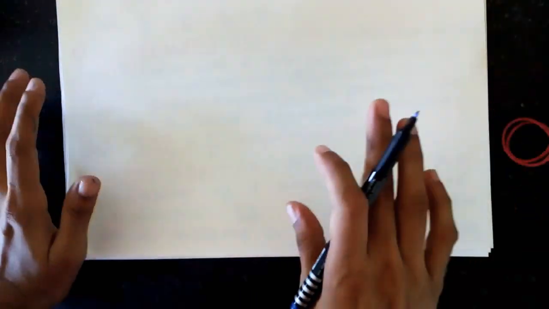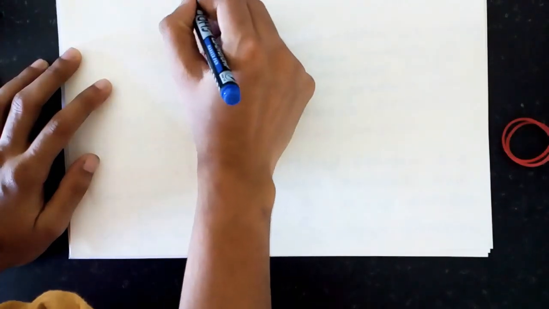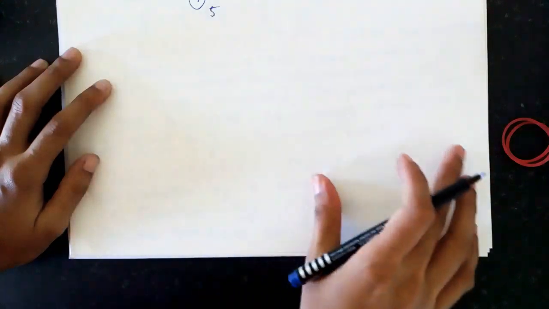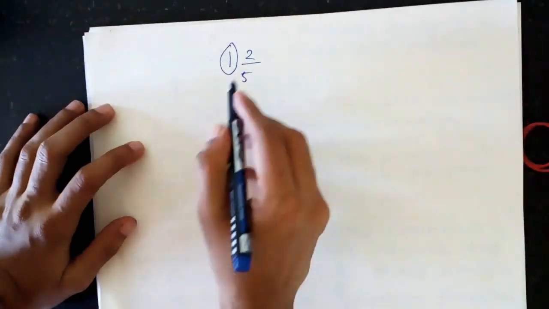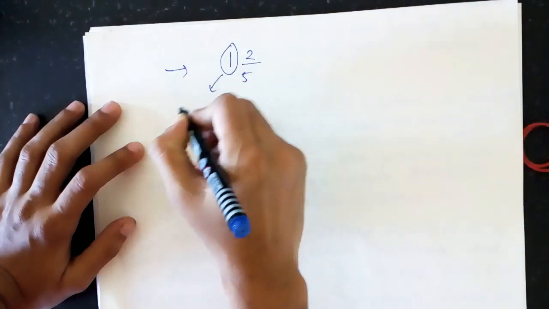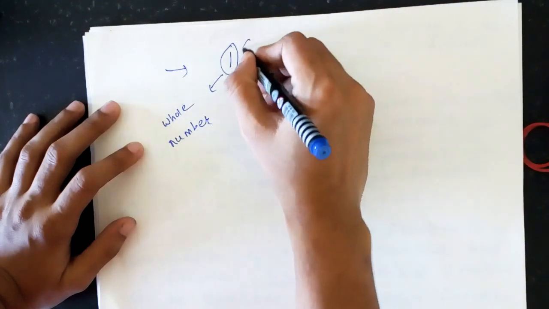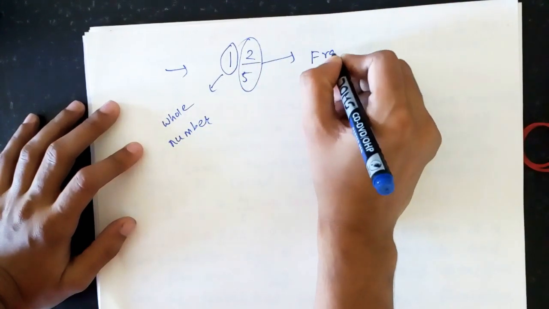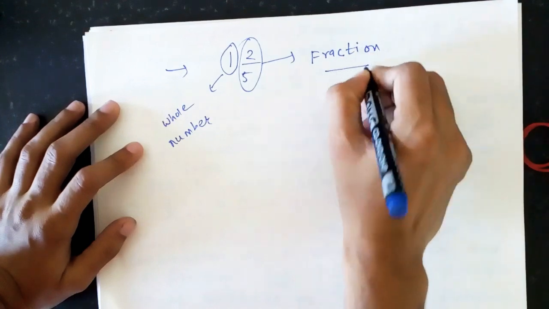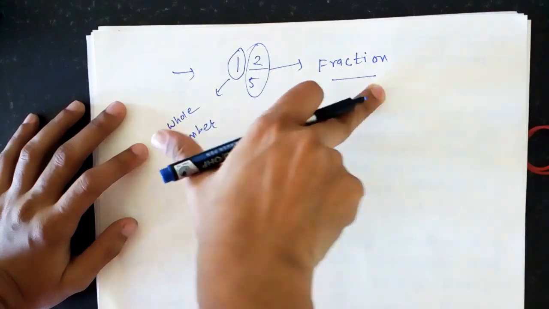If we take one example of a mixed fraction, as I told you, the example was 1 integer 2 by 5. So this 1 is your whole number, and this 2 by 5 is the fractional part, or fraction. So a mixed fraction is a combination of a whole number and a fraction.